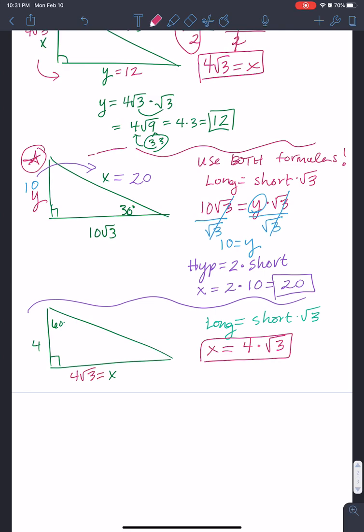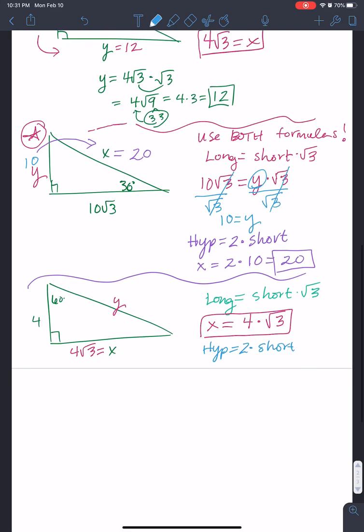Wasn't that fun? Okay, let's just double check to make sure you know how to find the hypotenuse. Let's say this was a y here. So you would use the formula: the hypotenuse is 2 times the short leg. So it would be y equals 2 times 4. Oh, and that's just 8. So this would be 8.